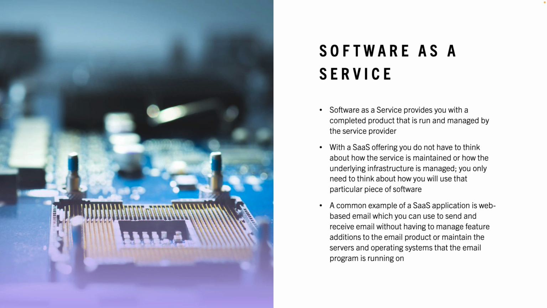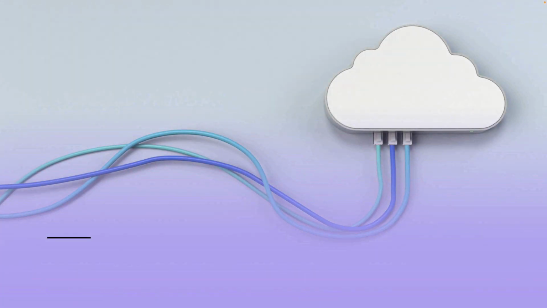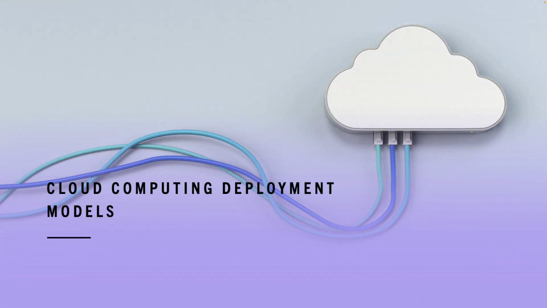Moving on, we have the deployment models. There are various deployment models available. The first type of computing deployment model is the cloud. A cloud-based application is fully deployed in the cloud, and all the parts of the application will run in the cloud.